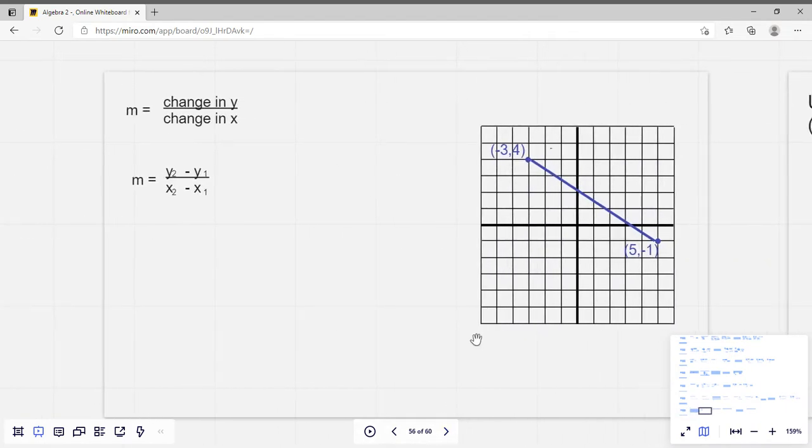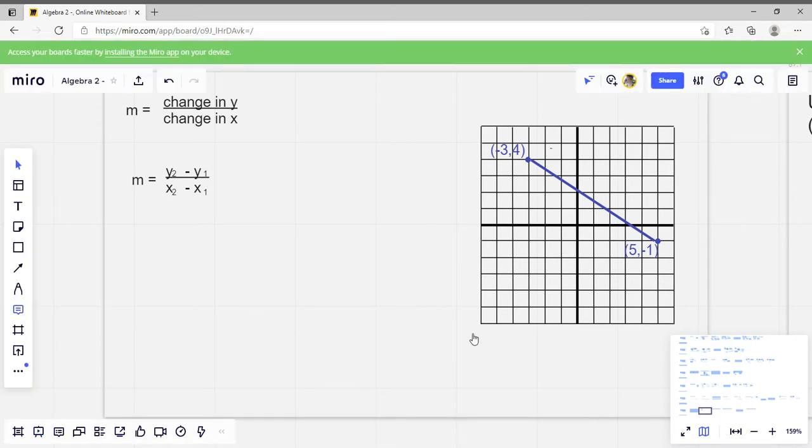In this one, our change in y is how far did we go up and down. So y means up and down, right? And then x is going to be back and forth. And slope formula is m equals y2 minus y1 over x2 minus x1. If we call this point 1 and this point 2, we're going to have our x and our y, and this would be our x and our y. So this would be y1 is 4.